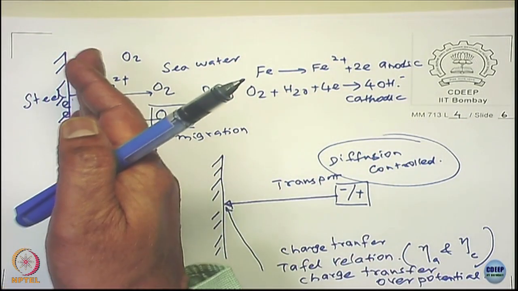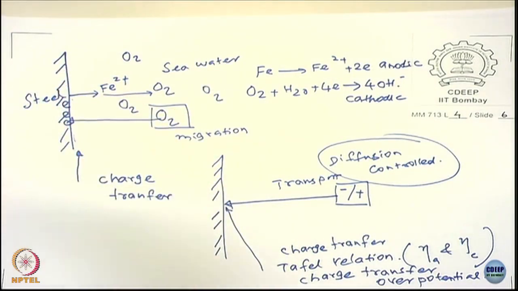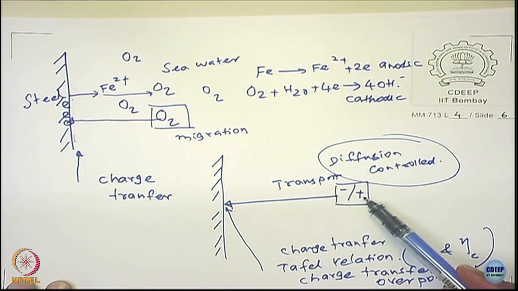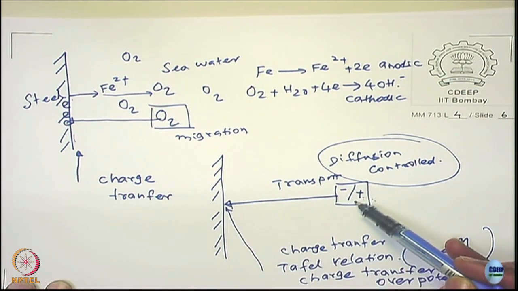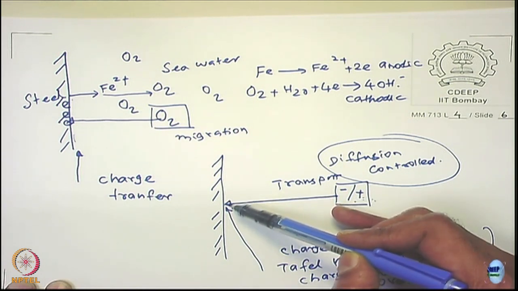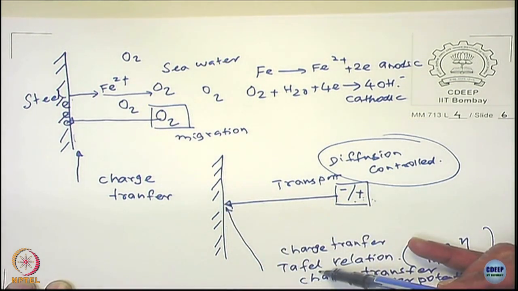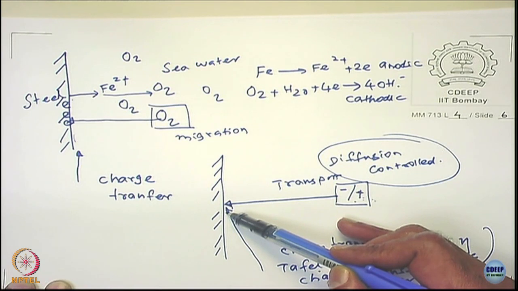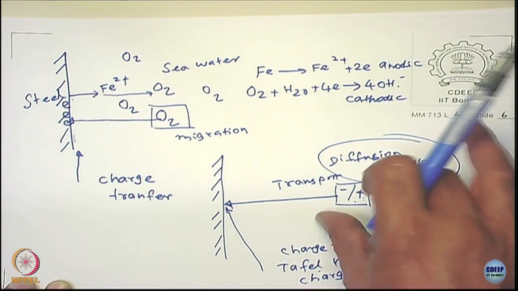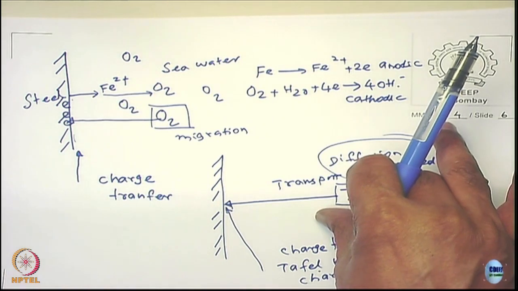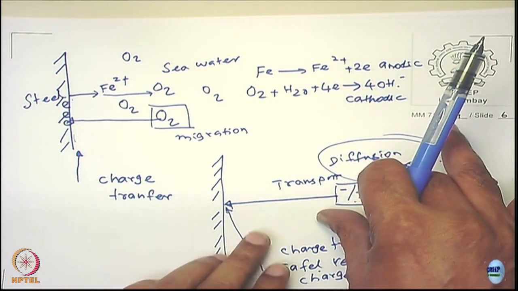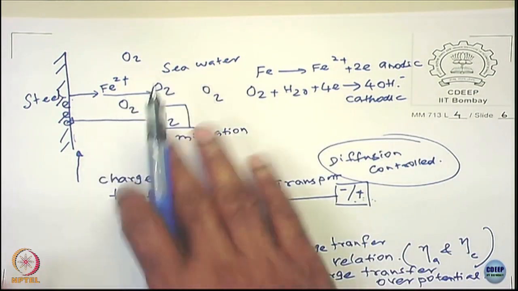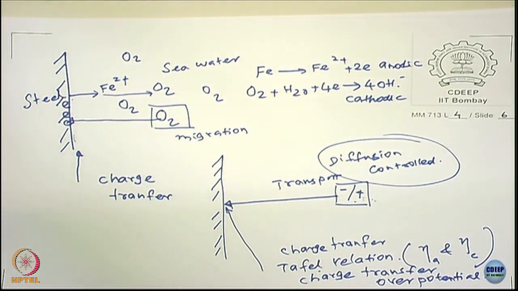So, I am talking in reference to why you should care about this one. Please look at this. This is in series, right? This moves like this. If this is faster and this is slower, the rate determining reaction is going to be this. If this is the slowest, the fastest is not going to control, this is going to control. This would be easier for you, it's a series process. Assume that transport is much slower, and I apply more overvoltage.